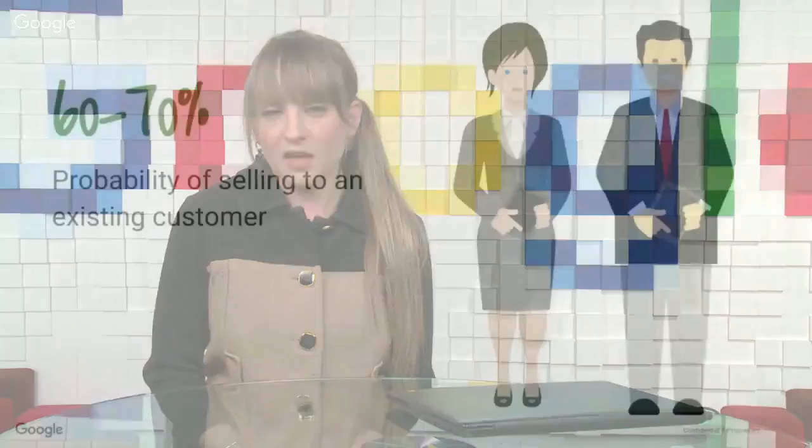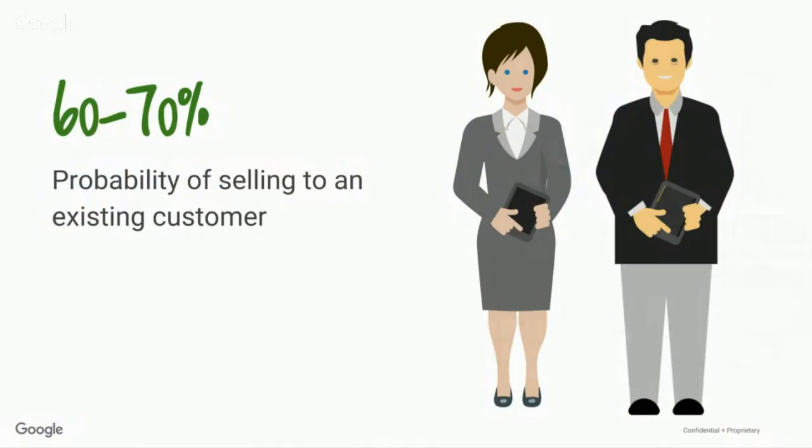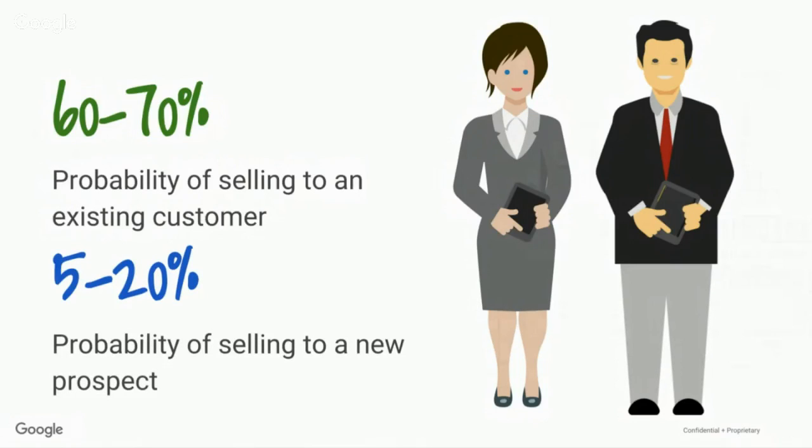Okay, so why are we talking about upselling? Why are we talking about cross-selling? Well, 60 to 70%, right? Makes sense? That's the probability of selling to an existing customer. That's pretty high. And if we look at the probability of selling to a new prospect, that goes all the way down to 5 to 20%. So it doesn't take a genius to know that upselling and cross-selling is the way to go for that immediate in-quarter revenue opportunity. So I'm going to talk to you guys about some ways that we can do this.